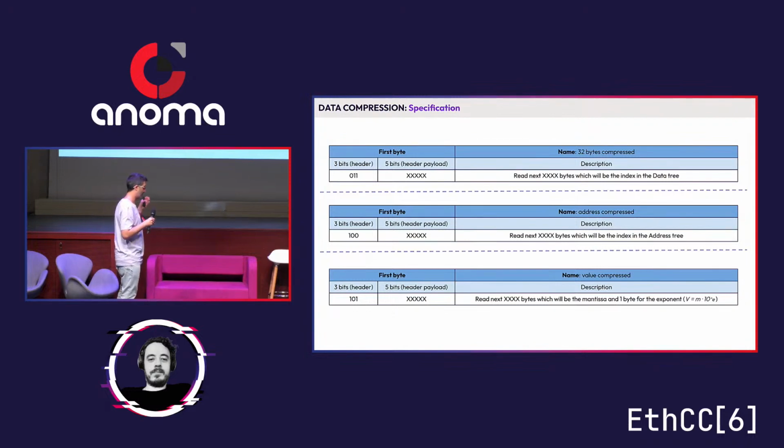regarding the address, the sparse Merkle tree about the address and the data. Here, the function basically says, okay, what you are going to read is the index. So take that index, go to the sparse Merkle tree of the data tree or the address tree, and then convert it to 20 bytes or 32 bytes. Okay, so we save a lot of data here.